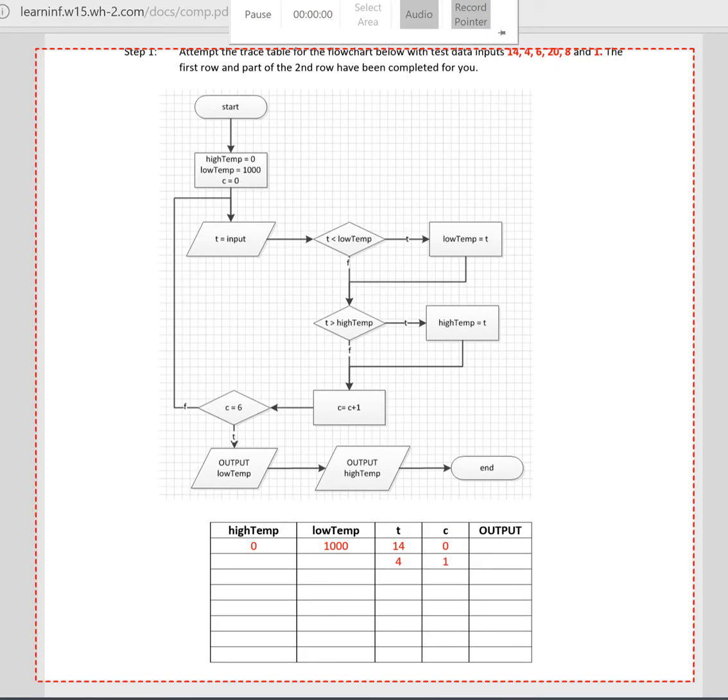In this particular trace table, there are quite a few things going on, so it becomes quite complicated. Let's have a look at where we're starting. We're starting first of all with a high temperature of 0, and then we've got a low temperature of 1000, and our C, which is our counter, is set at 0. So down here we've got 0, 1000, and then C is 0, and then the first temperature 14 comes in.